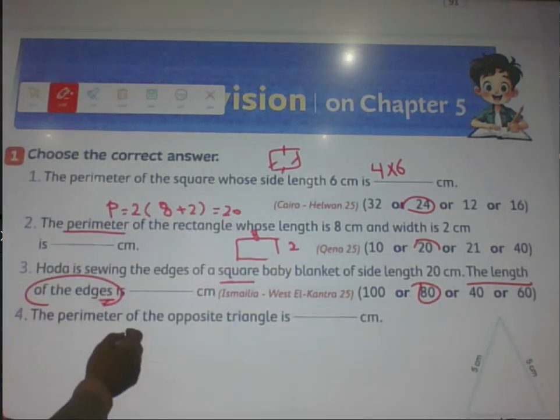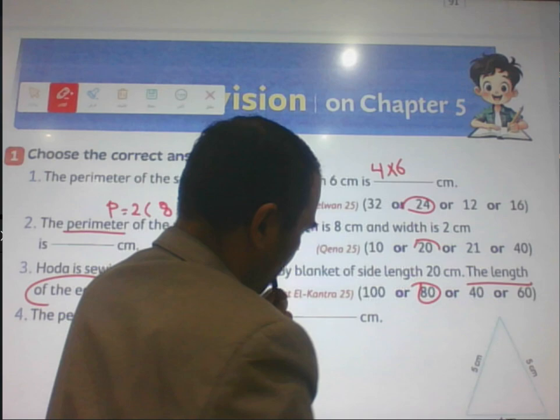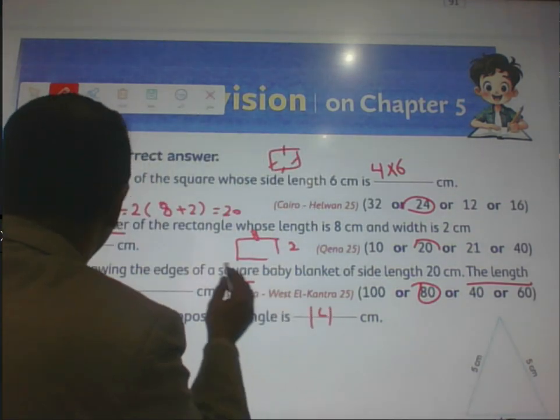Next question here is the perimeter of the opposite triangle. We can add all the sides. 5 plus 5 plus 4, 5 plus 5 is 10, 10 plus 4 is 14. The perimeter will be 14 centimeters.